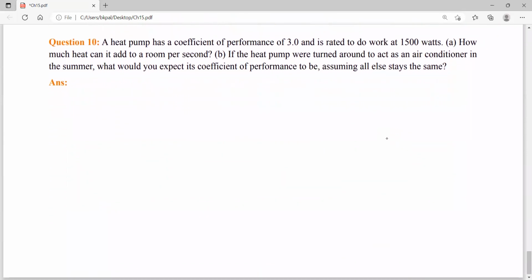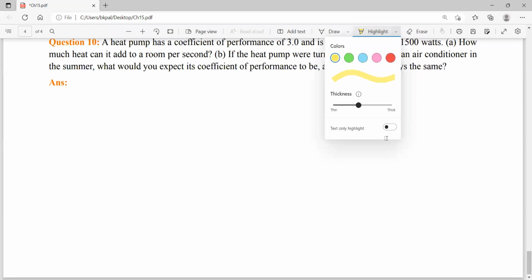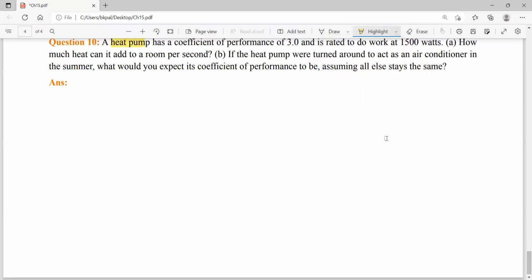All right. The last one is about a heat pump. The heat pump's coefficient of performance is given. The coefficient of performance is 3, and it is rated to do work at 1500 watts. So work done is given, 1500. 1500 watt means it works 1500 joule per second. The first question is how much heat it can add to a room per second.